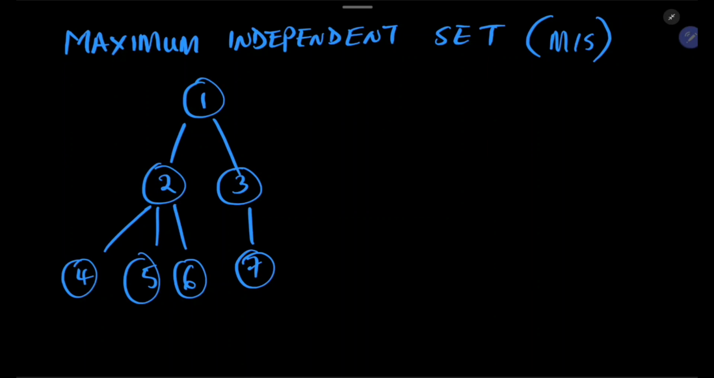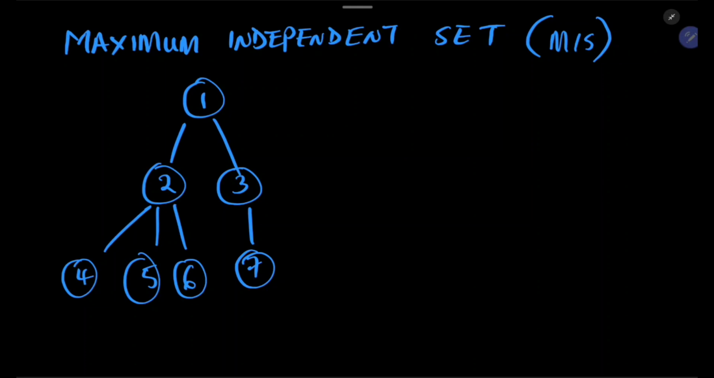So that means if we choose 2 and 3, we cannot choose 1, we cannot choose 4, 5, 6, 7, because 1 is connected to 2 and 3, 4, 5, 6 connected to 2, 7 is connected to 3. If we chose that independent set of 2 and 3, the size would be only 2 vertices.